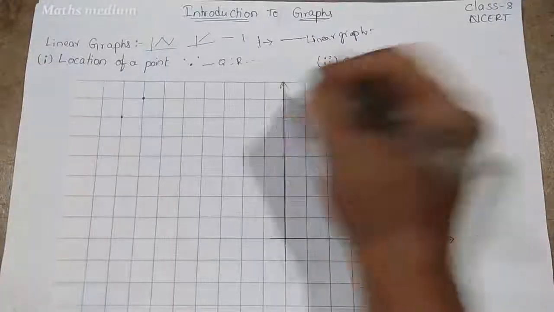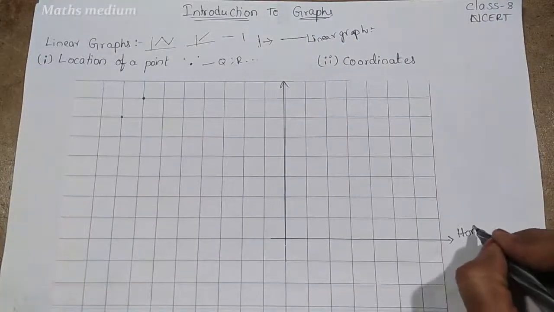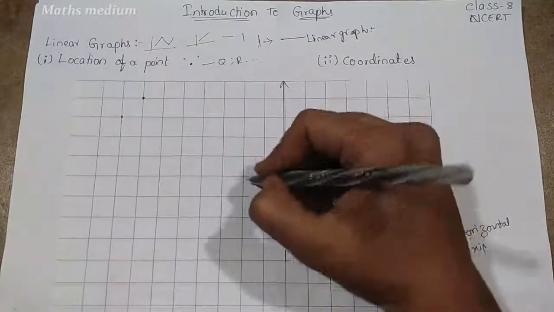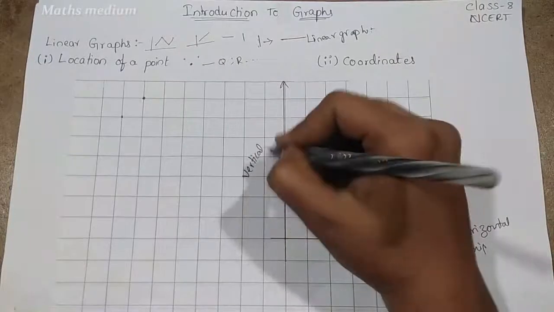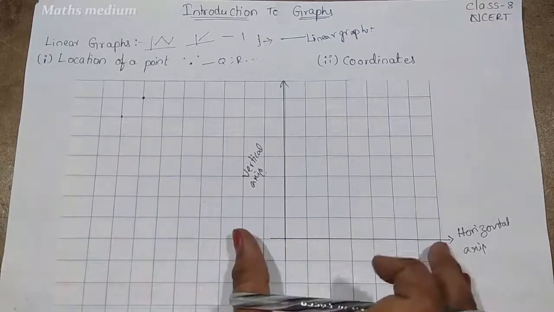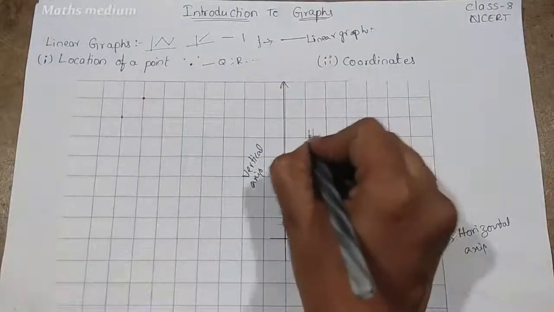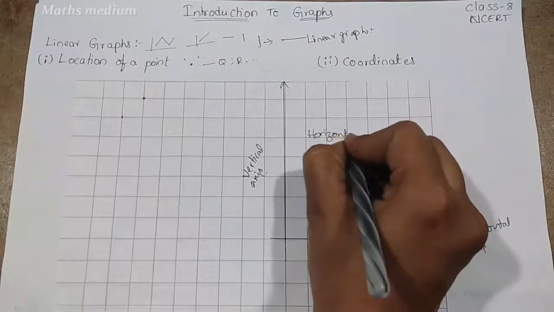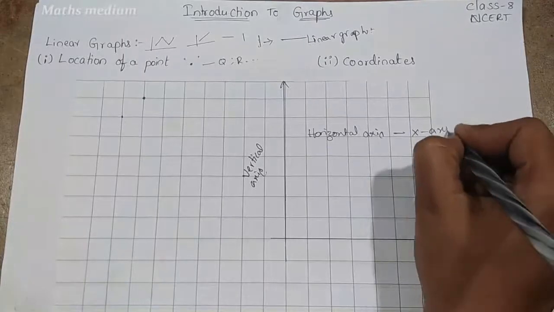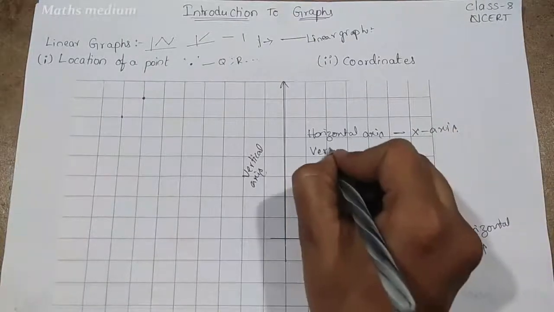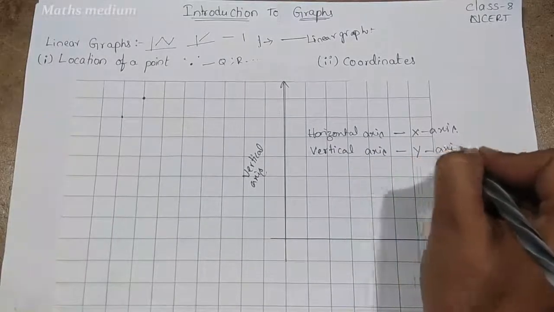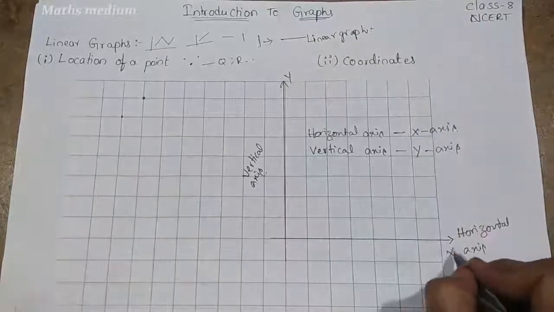So we generally call this horizontal axis and this is called vertical axis. So these are axes, but there is no specific axis, right? So we can call the horizontal axis the x-axis and the vertical axis is known as the y-axis. So this is y and this is the x-axis.